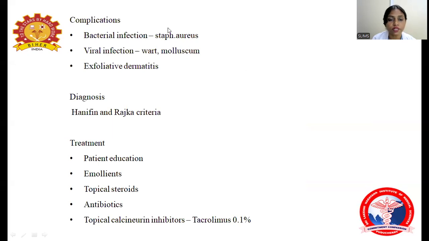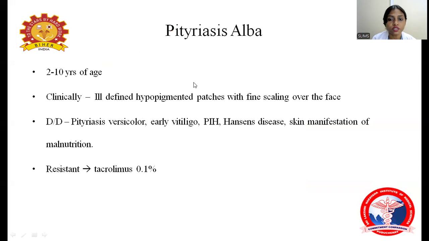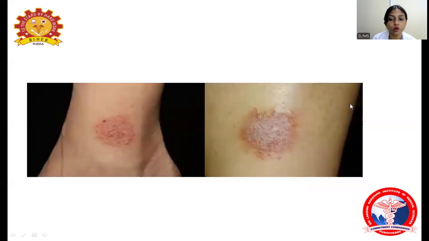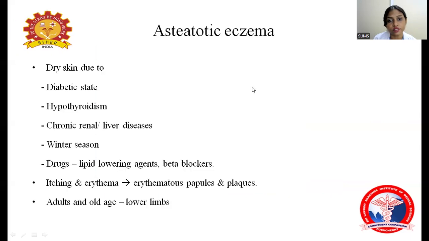These are the complications: bacterial infections, exfoliative dermatitis, nummular eczema. Discoid coin-shaped eczemas present over the lower limbs are called nummular eczema. This is pityriasis alba, ill-defined hypopigmented patches over the face.